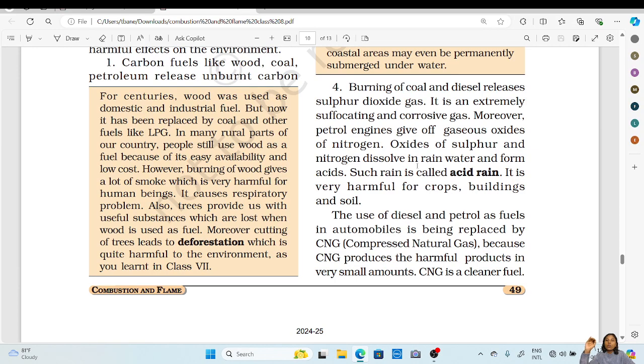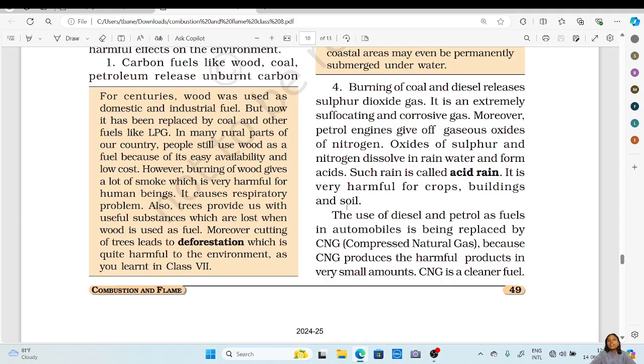Next, burning of coal and diesel releases sulfur dioxide gas. It is an extremely suffocating and corrosive gas. Moreover, petrol engines give off gaseous oxides of nitrogen. Oxides of sulfur and nitrogen dissolve in rainwater and form acids. Such rain is called acid rain. It is very harmful for crops, buildings and soil.